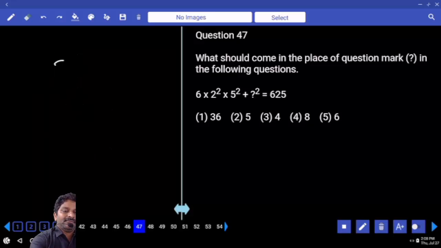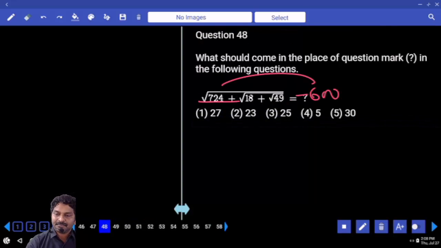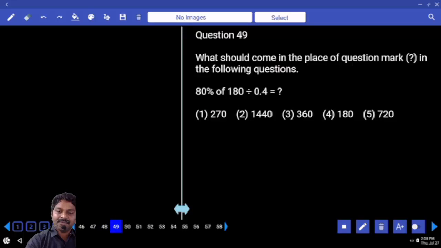2 into 5 gives you 10, right? 2 square into 5 square, 100. Yes. So this is 100 into 6. 600 goes to right hand side. 25. Which square is 25? Yesterday I told you 724 plus something. Which square we have? Nearest square. 27. Common sense is sufficient.